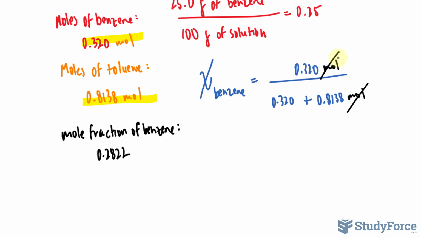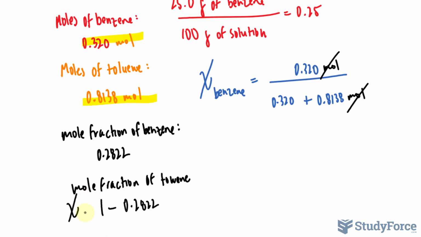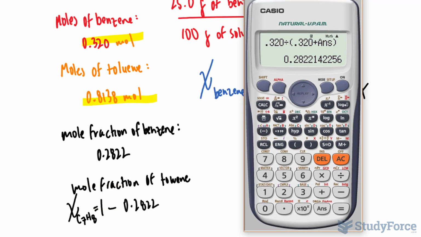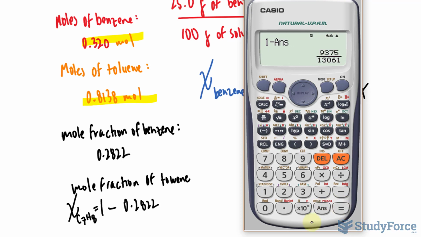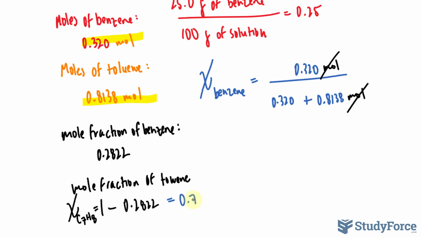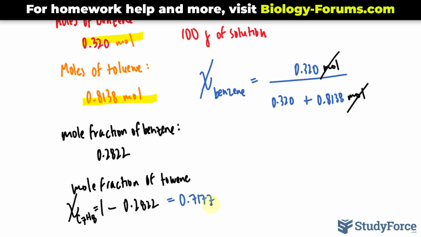To find the mole fraction of the other component, toluene, it's actually quite simple. You can redo what we just did, but if you recall, we can just take 1 minus this number, and we actually get the mole fraction of C7H8. That's the molecular formula for toluene. So 1 minus that number, and it's 0.7177. Now we can use Raoult's law to find the partial pressures of each.